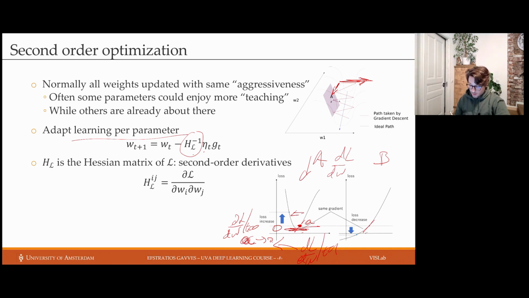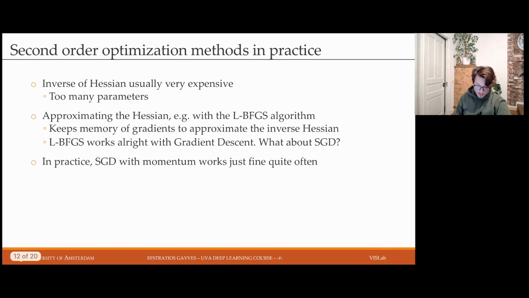In this case, however, in B, after a small change here, the gradient does not become 0. It becomes something like a over 2, like half a. So the change is actually much smaller, from a to half a. So in that case, we use the inverse Hessian to adapt the learning rates per dimension.